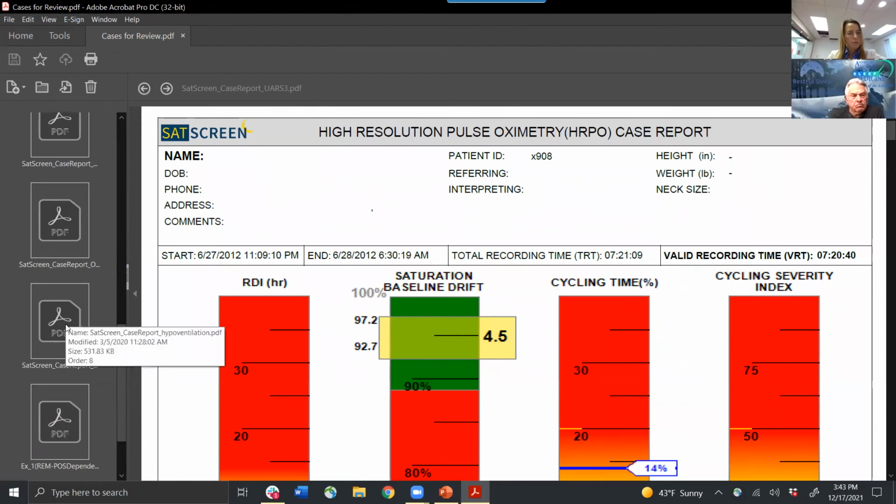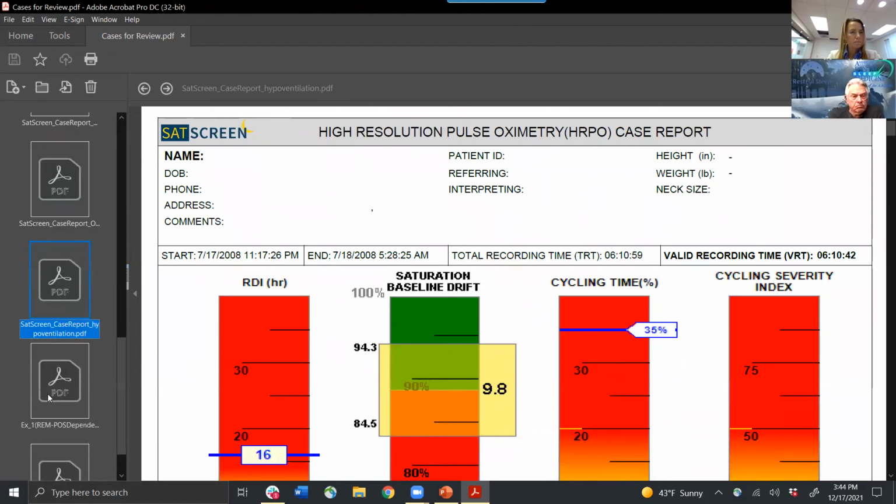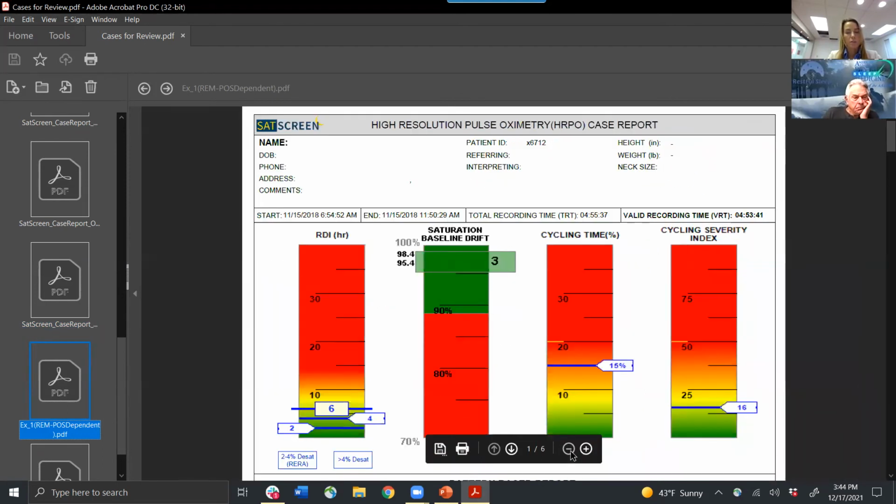Just trying to be mindful of time, I do want to get to a kind of special case where you may see in some cases a patient may have a REM or a positional dependency where their overall RDI isn't very high. However, they may have a lot of activity during certain periods of the night.